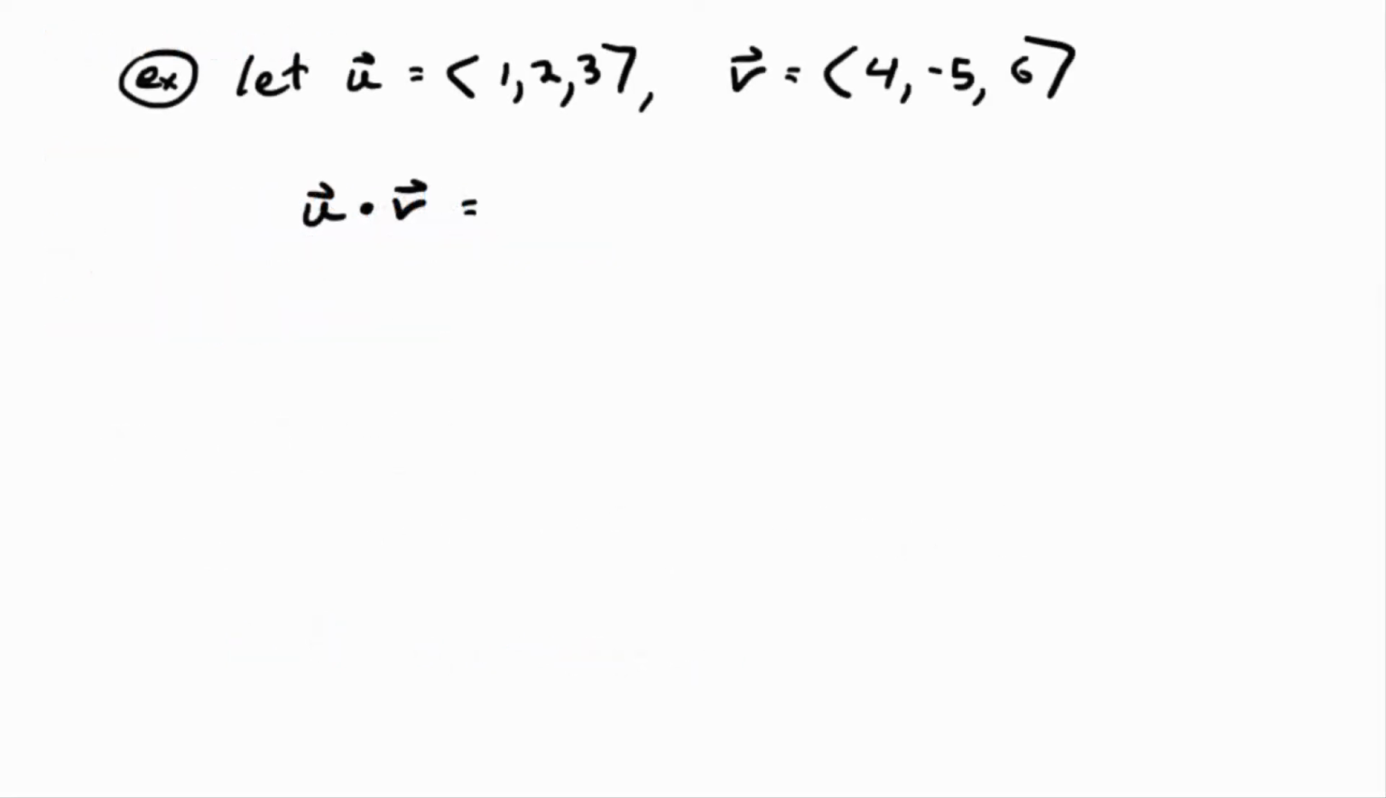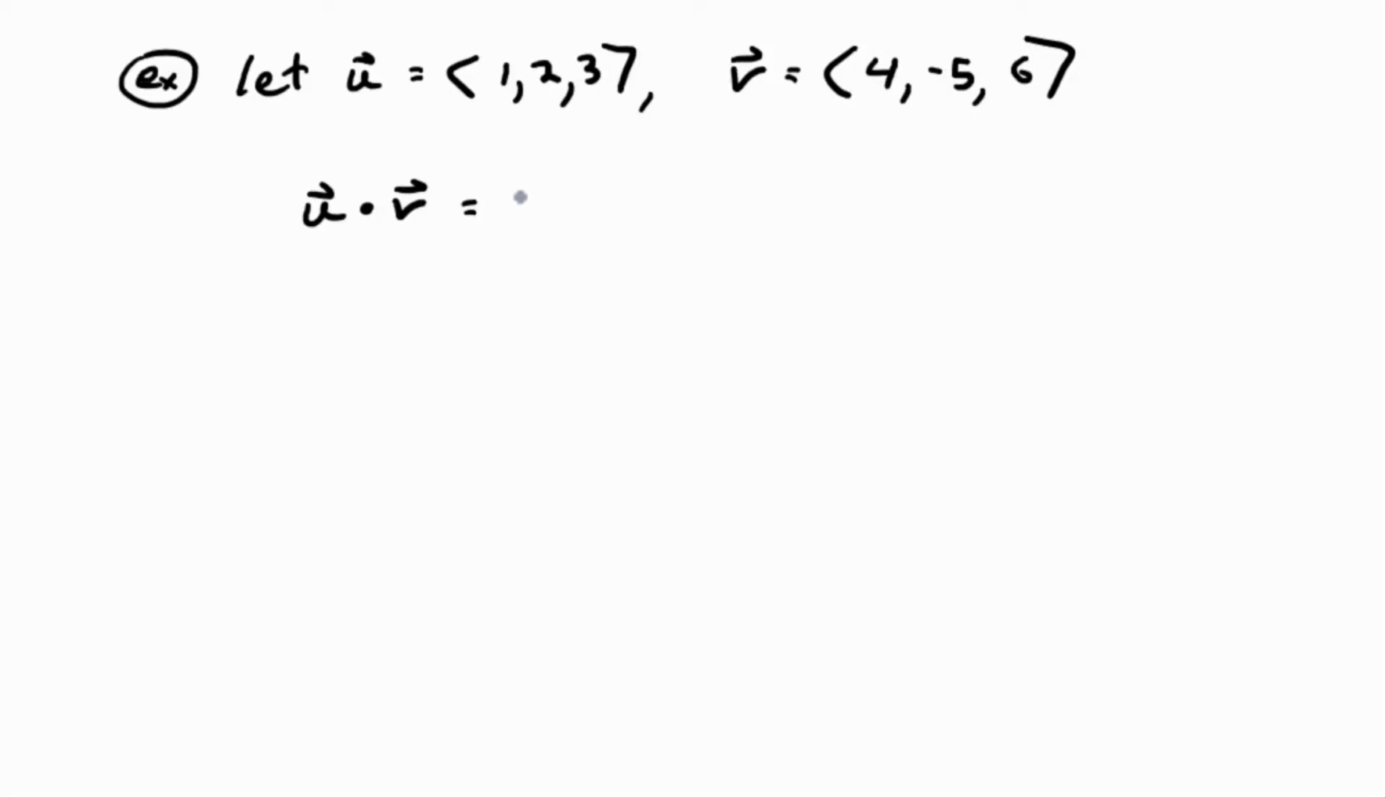So u is, I didn't get too creative here. U is the vector 1, 2, 3, and v is the vector 4, negative 5, 6. Let's compute u dotted with v. So I'll write out the gory details here. Normally, I would just maybe put 4 minus 10 plus 18. But let's go ahead and write the gory details.